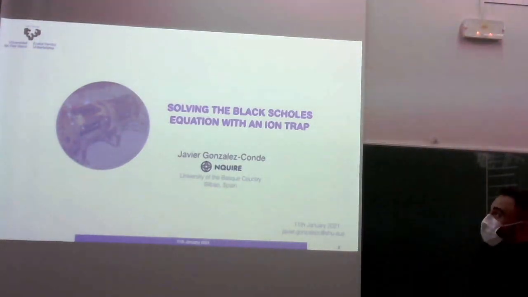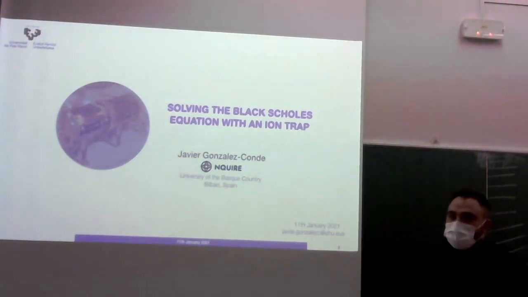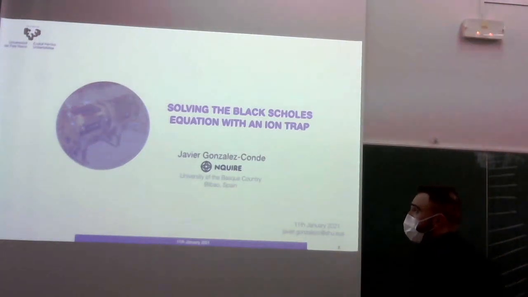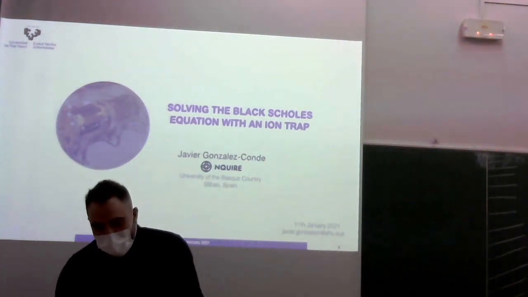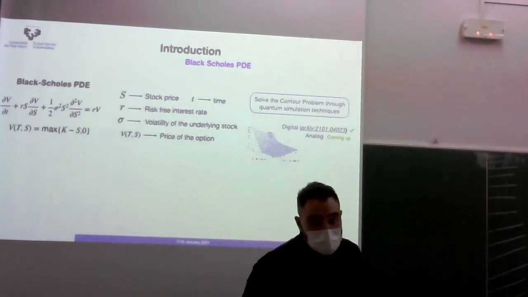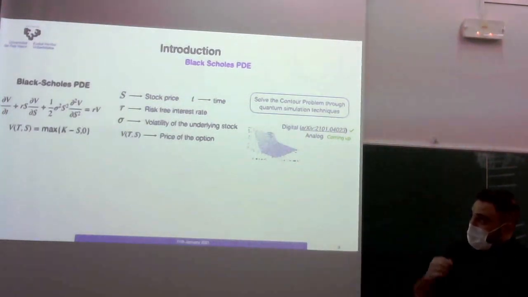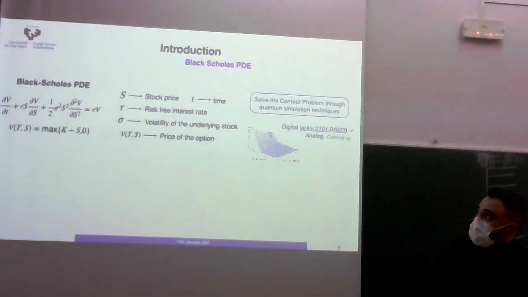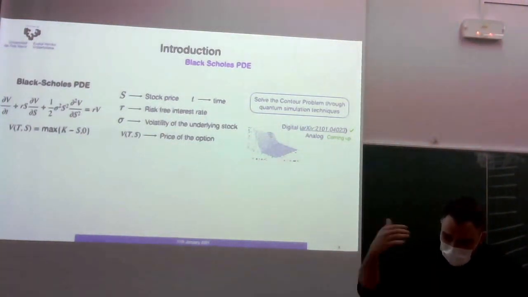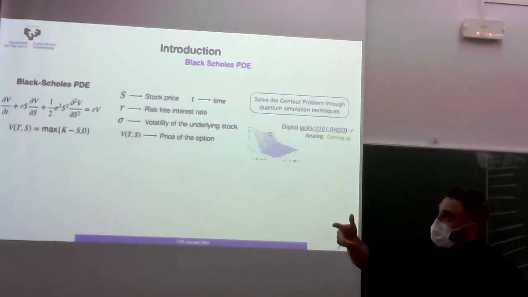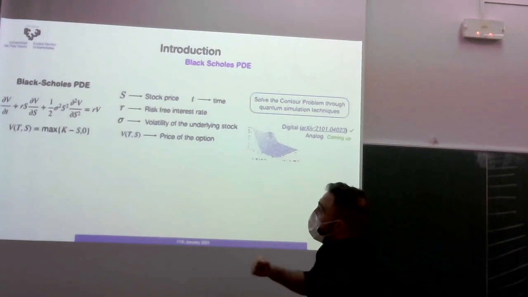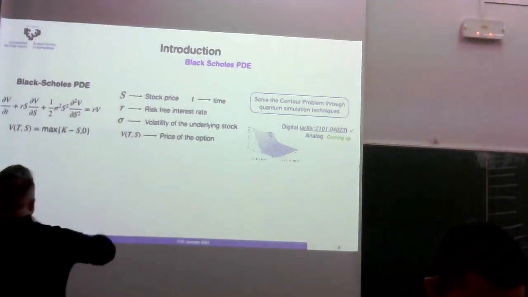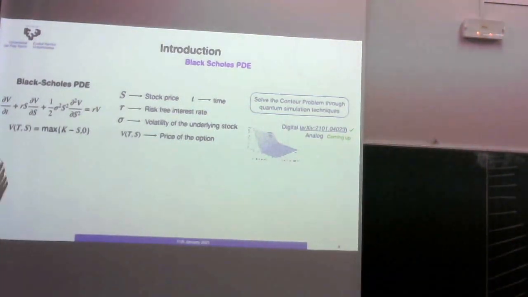to talk about how to solve the Black-Scholes equation with an ion trap. So first of all, let me introduce you the equation. In particular, we want to solve a partial differential equation. It is a parabolic equation and it is also backwards in time because the sign of the time is reversed with the typical equation. And also we have to add a contour problem, which will be the payoff condition.